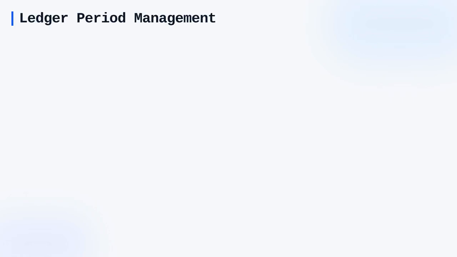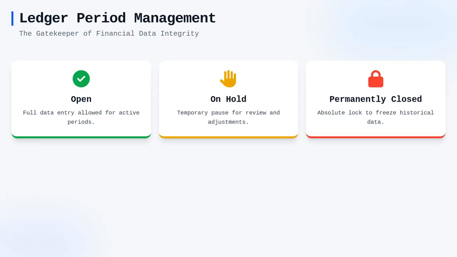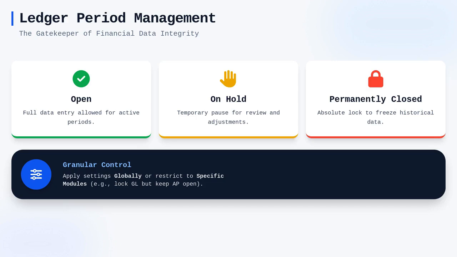One of the most critical aspects of this process is the management of ledger period statuses, which act as a gatekeeper for data entry. You have the ability to toggle periods between open, on hold, or permanently closed, and this setting can be applied globally or restricted to specific modules. For example, while the accounts payable team may need to finalize pending invoices, you might choose to lock the general ledger to prevent manual journal entries from further complicating the reconciliation.